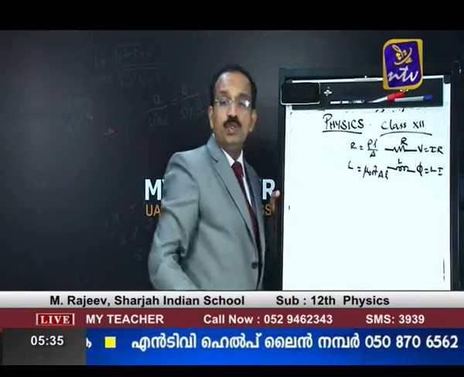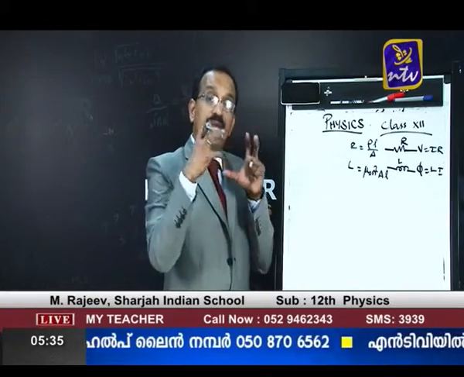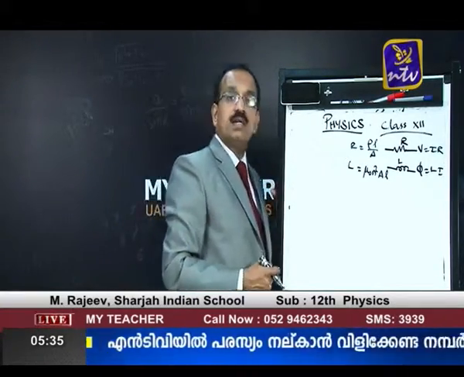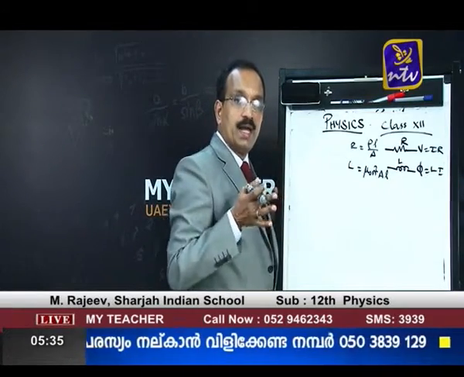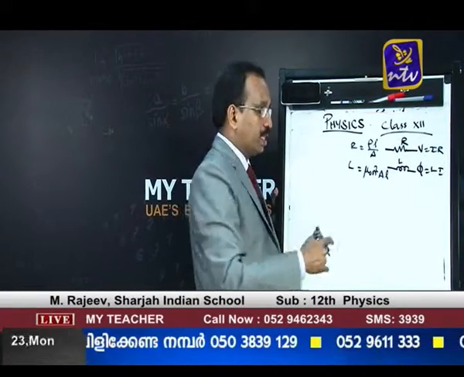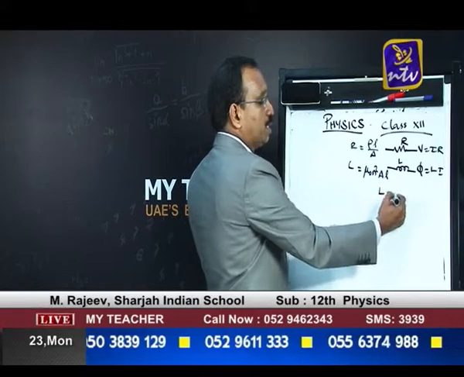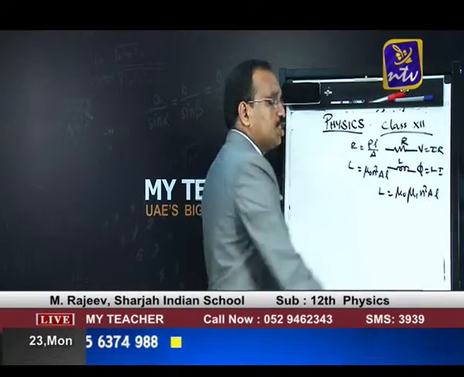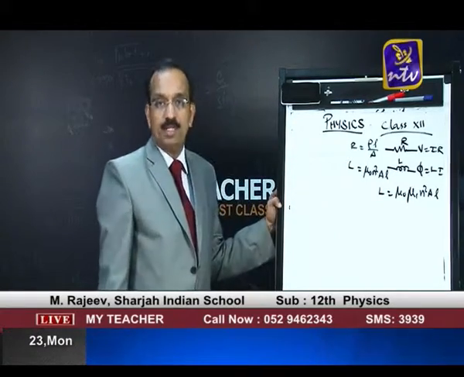By the way, we wrote mu 0 because air is considered to be within the solenoid. But if there is a medium, let us say an iron rod is inserted, what change will there be? You may rewrite this equation as L is equal to mu 0 mu R n squared A L, where mu R is the relative permeability of the medium inside.